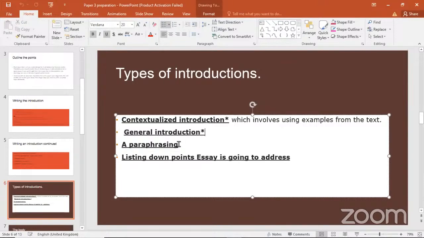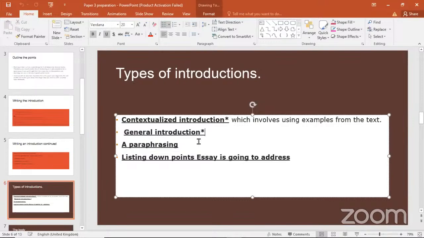The paraphrasing one, this one is a combination. I can call it a combination of a contextualized introduction and a general introduction, whereby you're going to maybe start off with a little bit of a general introduction, and then you switch into the text and maybe bring an example or two from the text. Again, that one can also work.